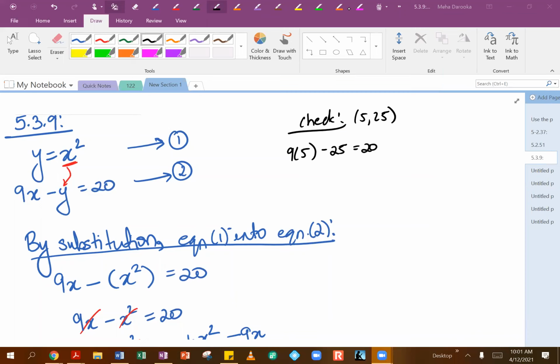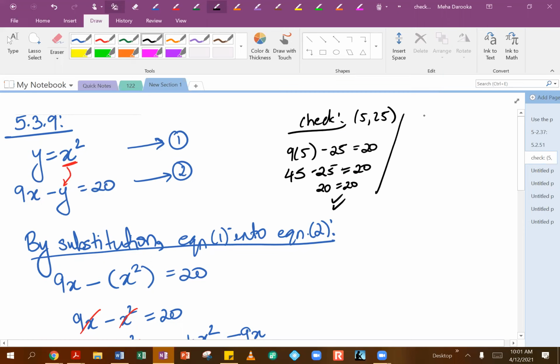Yeah, because 9 times 5 is of course 45. So 45 minus 25 will end up giving us 20. So that ordered pair works out. If you try and check this for 4 and 16, this will be 9 times 4 minus 16. And again, that should give us 20.